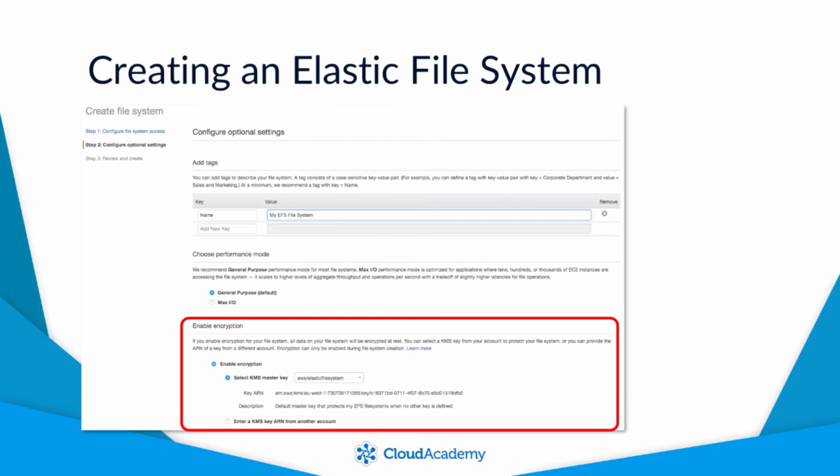Much like EBS, EFS uses the services offered by the Key Management Service to provide encryption across your storage. However, at this stage, encryption is only offered at rest and not in transit.